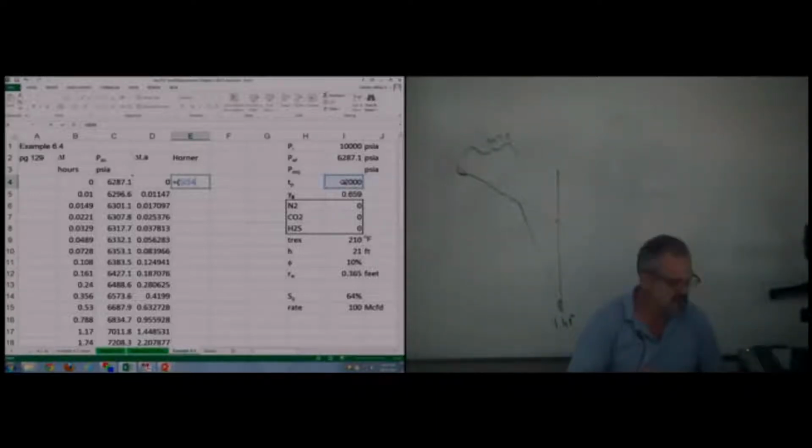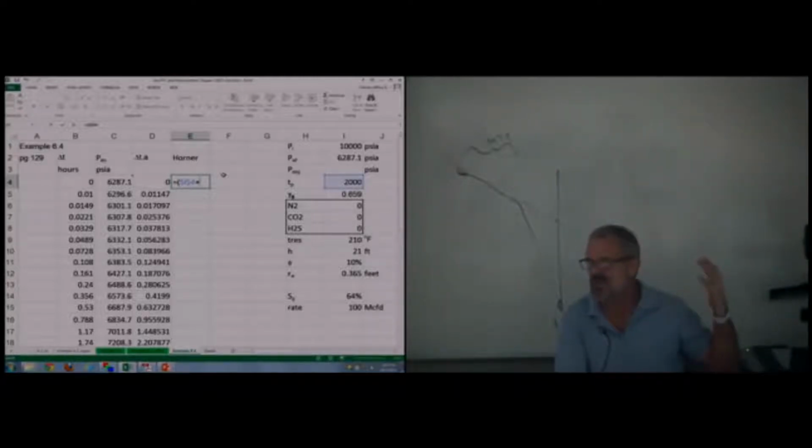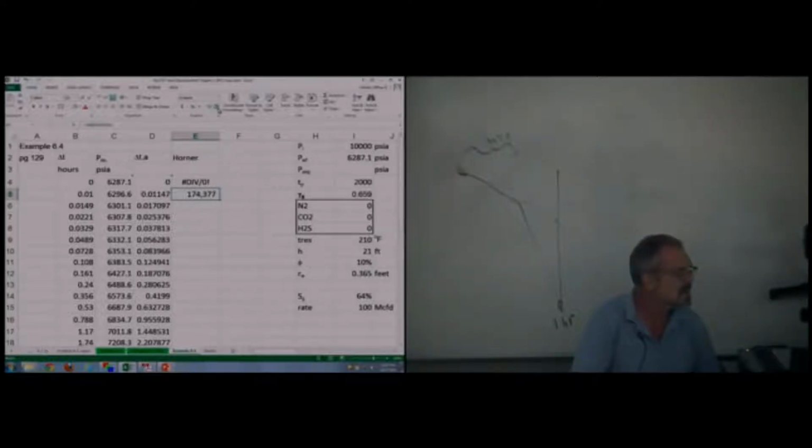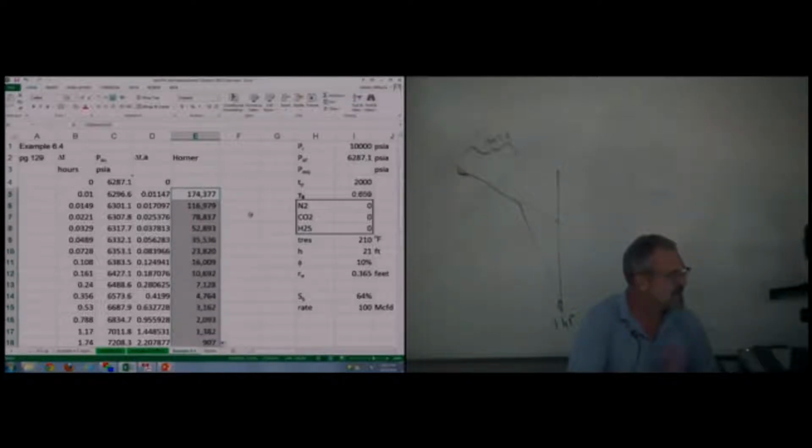I've got to have it. Plus, oh, you know what? I'll do this, but I shouldn't have started this on time 0, because I'm going to get a 0 divide. But I'm going to continue on so I don't have to waste any keystrokes. Plus delta T divided by delta T. So I'm going to get a 0 divide. I'm going to copy it down here. I'm going to get a real number. And there is my Horner time.